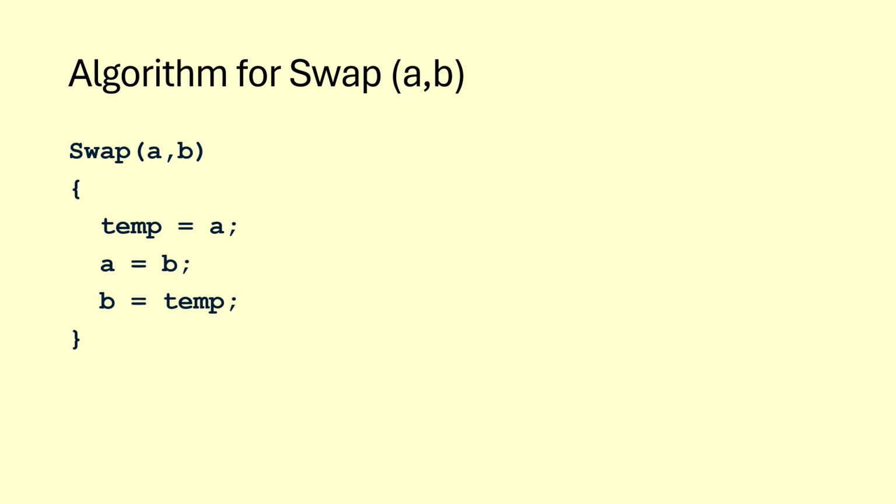The algorithm for swapping A and B is very simple. Take a temporary variable and place the contents of A into the temporary variable, and then move B to A, and then move the temporary variable to B.